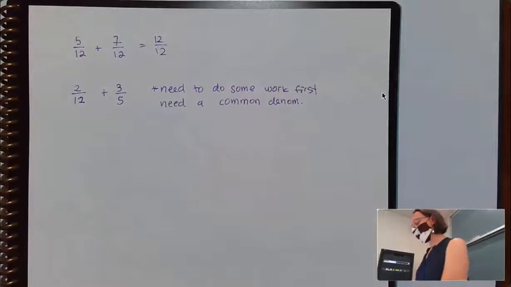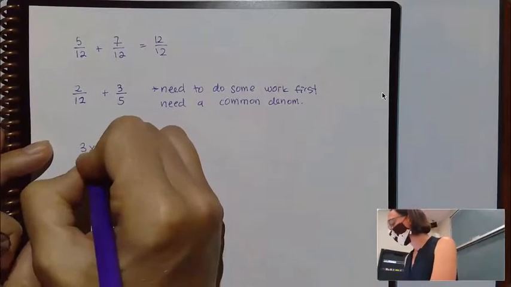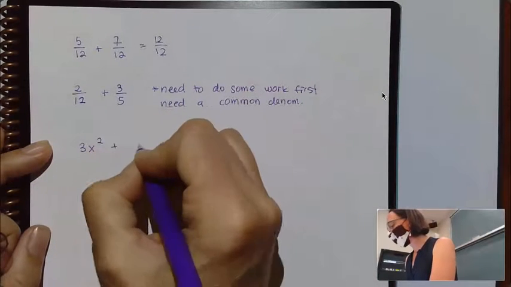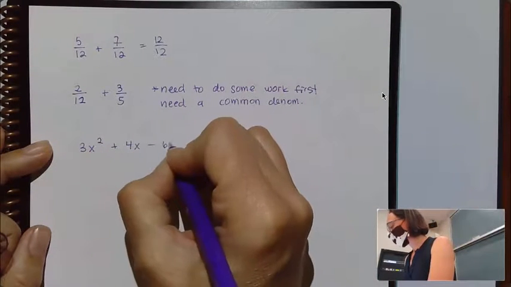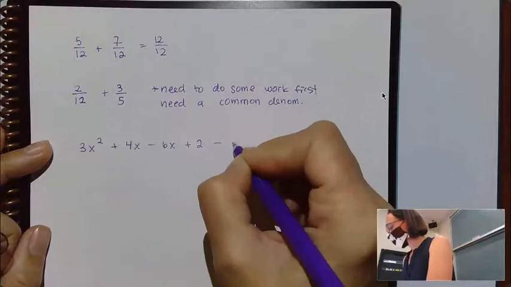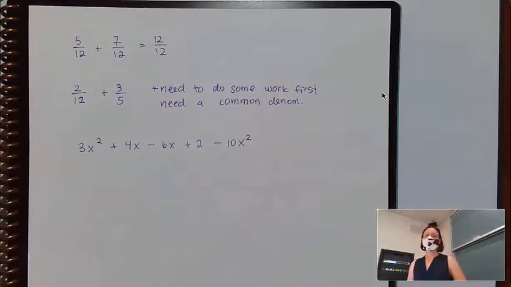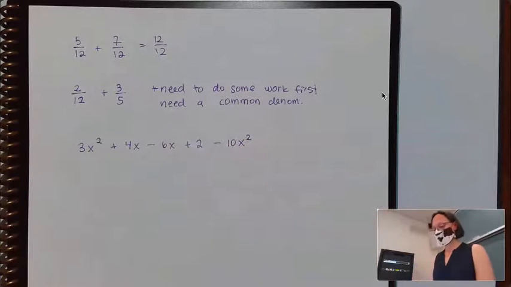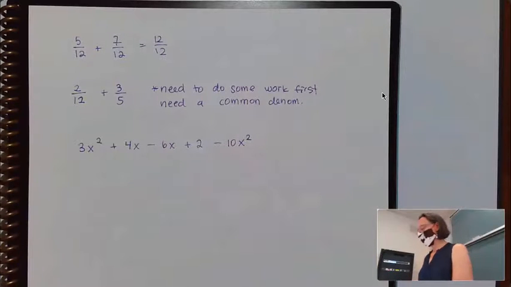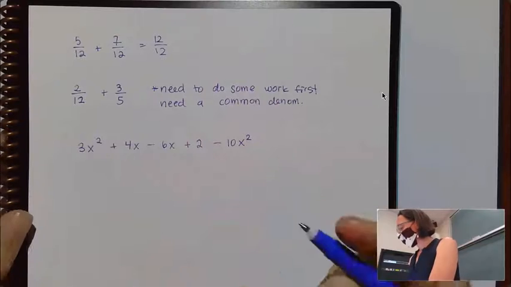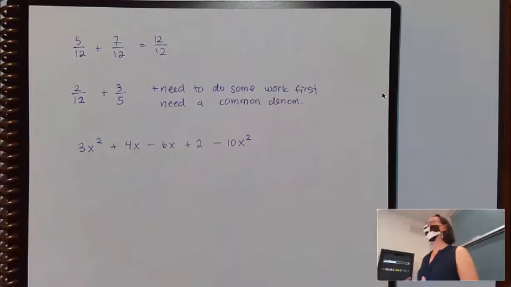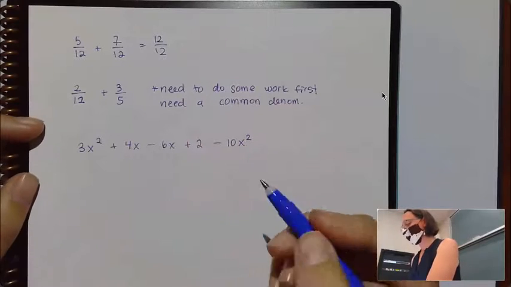So when we're thinking about monomials, say I had a whole bunch of monomials here: 3x squared plus 4x minus 6x plus 2 minus 10x squared. Some of these terms I can combine together because they are like terms, and others I can't yet. If I go to simplify this, or write it in its most simplified form, that would mean combining the terms that are similar.